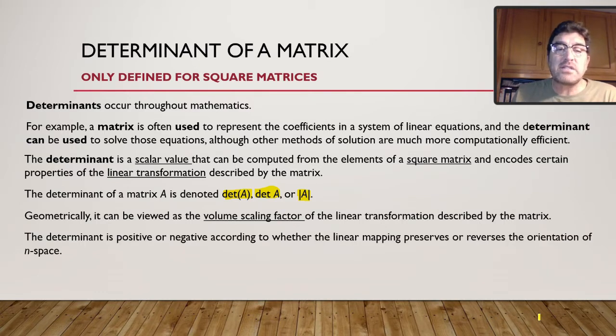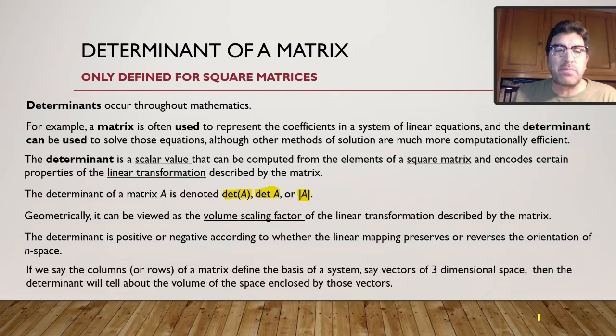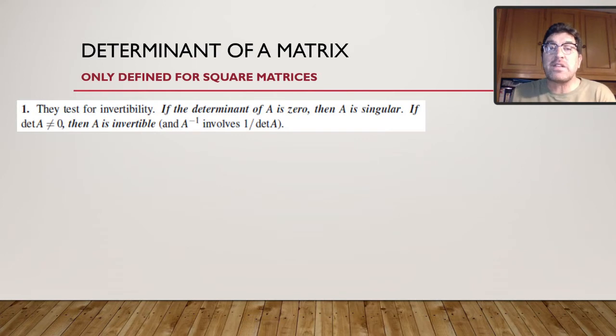Okay, so the determinant is positive or negative according to whether the linear mapping preserves or reverses the orientation of n-space. Now if you're working in 2 dimensions, it's 2-space, and in 3 dimensions, it's 3-space. So if we say the columns or rows of a matrix define the basis of a system, say 3 vectors of a 3-dimensional space, then the determinant will tell you about the volume of the space that is enclosed by those 3 vectors. Let's see what that looks like.